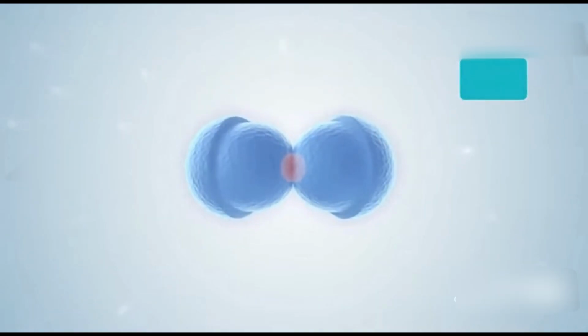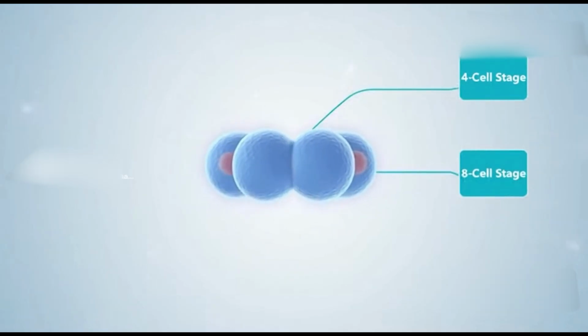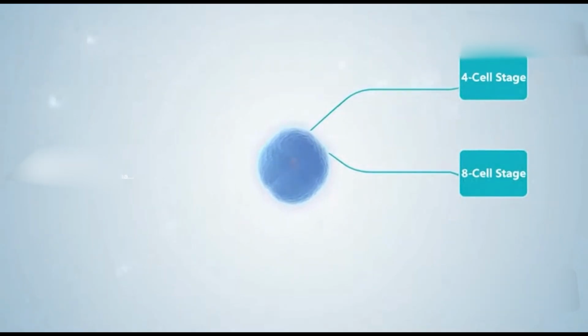The embryo continues to divide, progressing to 4-cell and then 8-cell stages. These early divisions are crucial for forming a healthy blastocyst.